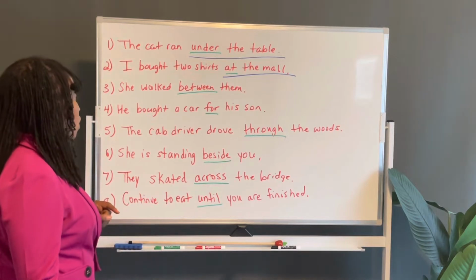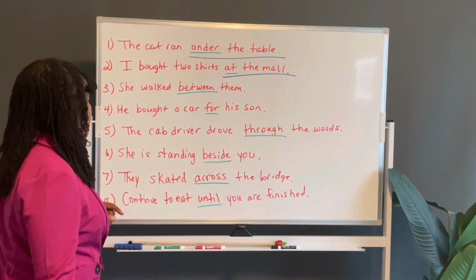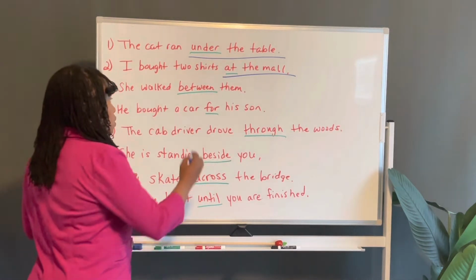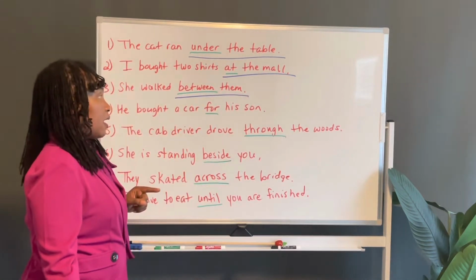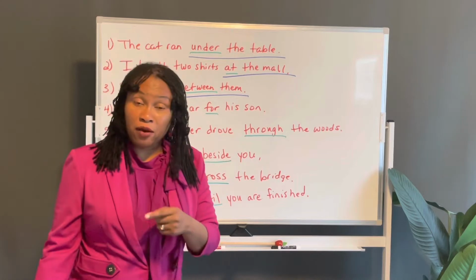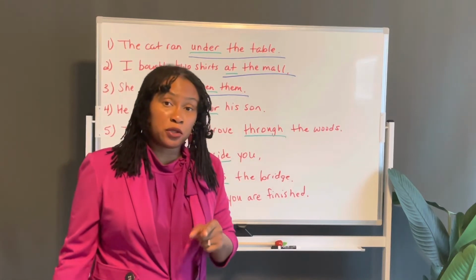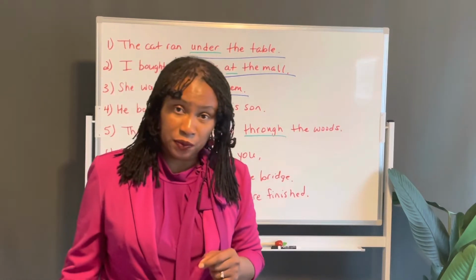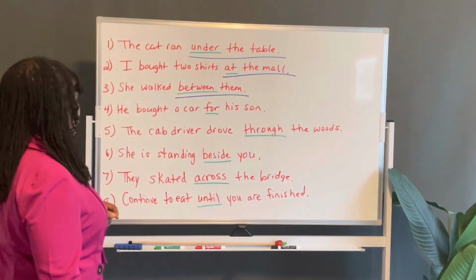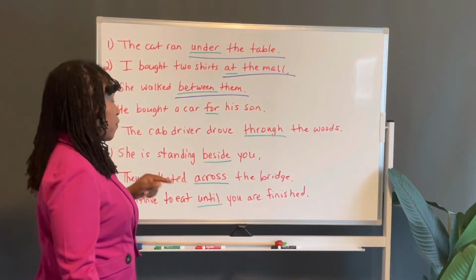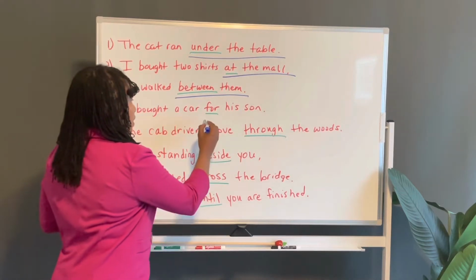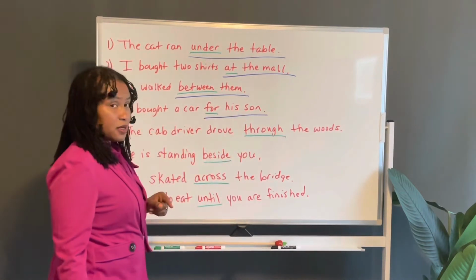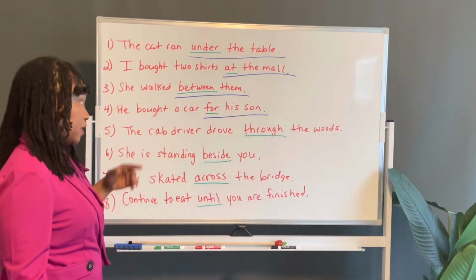Number three, she walked between them. Between is a preposition, so between them is a prepositional phrase. Now, is them a noun? It's a pronoun. Remember, prepositions usually precede a noun or a pronoun. Number four, he bought a car for his son. For is a preposition, so the prepositional phrase is for his son. And son is the object of the preposition, which is a noun.